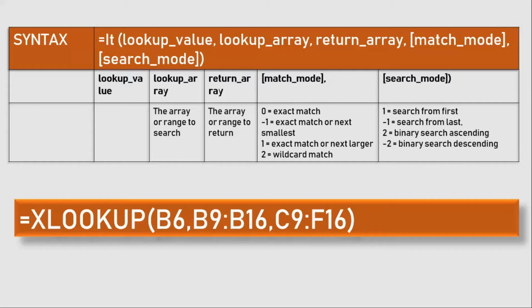Search mode. So how do you want to search? Whether you want to search from top to bottom or bottom to top. If you assign the value 1, it searches from the top. If you assign -1, it will search from the last. 2 will do the binary search ascending, -2 will do a binary search descending.